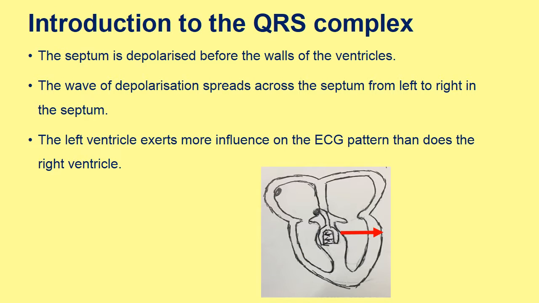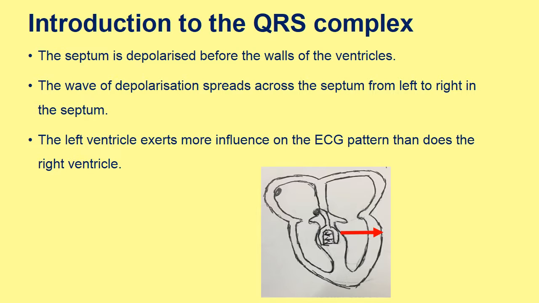So the left ventricle exerts more influence on the ECG pattern than does the right ventricle. This is what happens in a normal ventricular depolarization. The septum is depolarized first, and it depolarizes from left to right. And then you also have to know that the electrical activity of the left ventricle has a major influence on the ECG pattern.